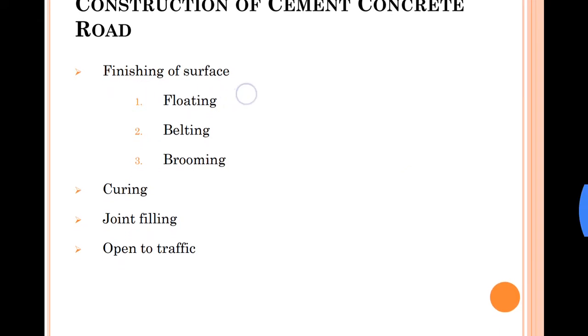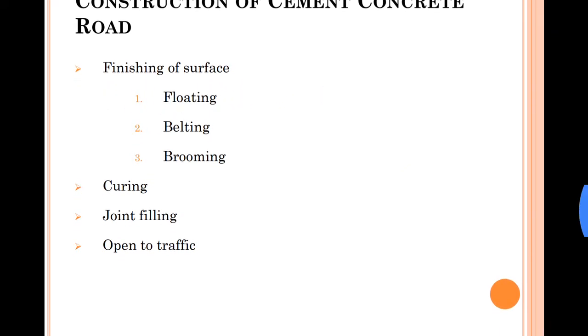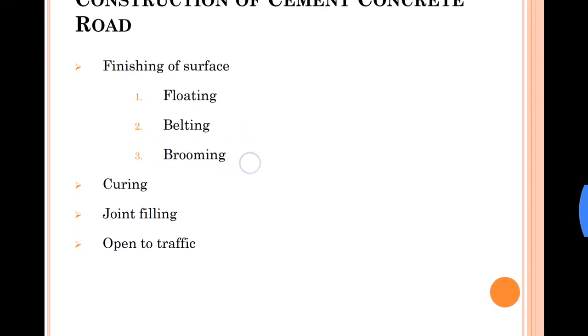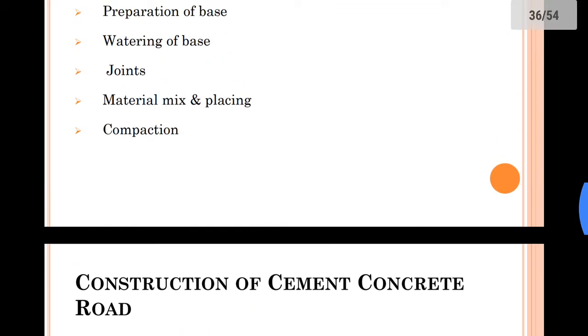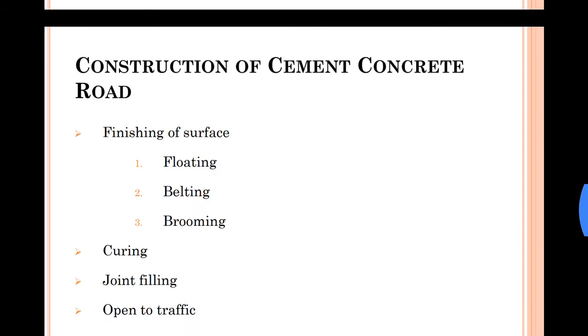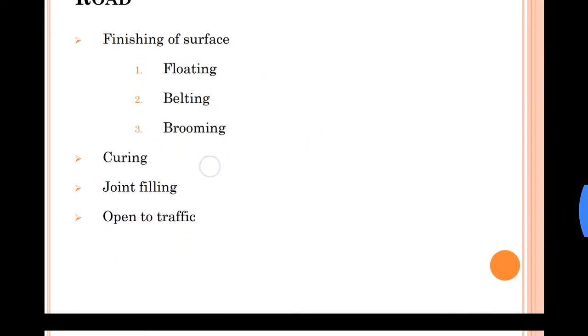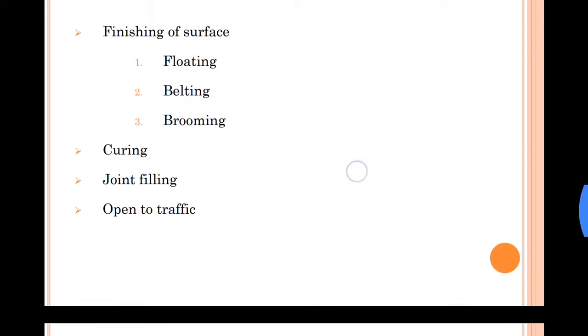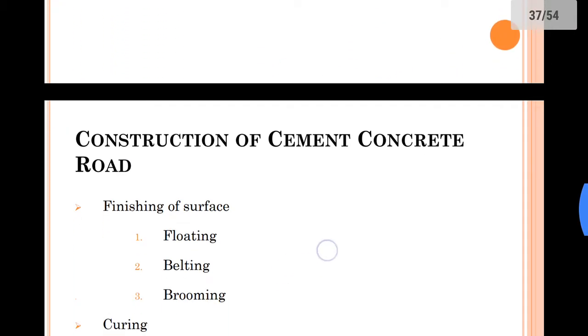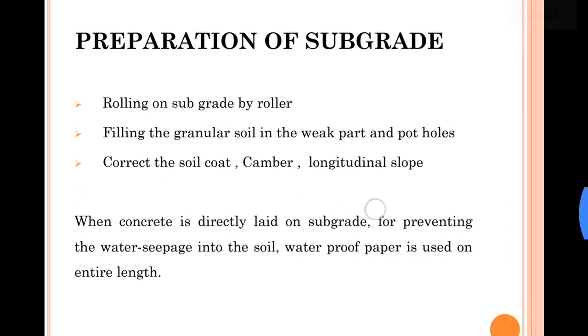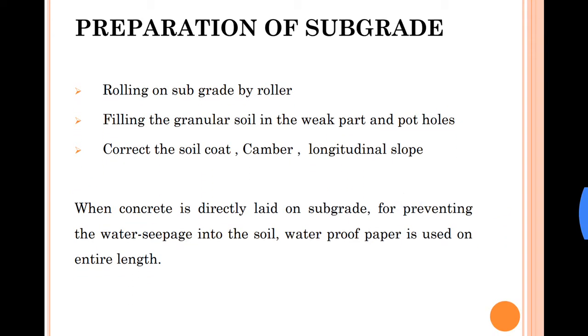Finishing of surface would involve the floating, belting and brooming. So after the compaction we have finishing of surface, in which floating, belting and brooming, then curing, joint filling and opening to traffic. So these are the steps. Now the first step is preparation of subgrade.